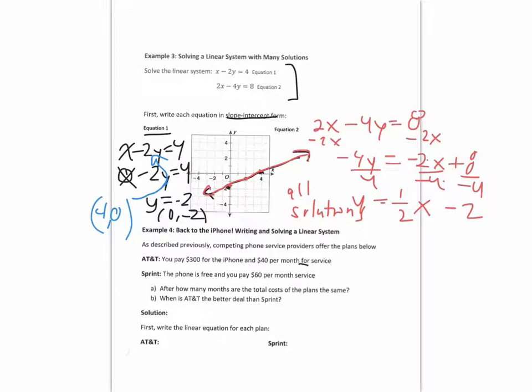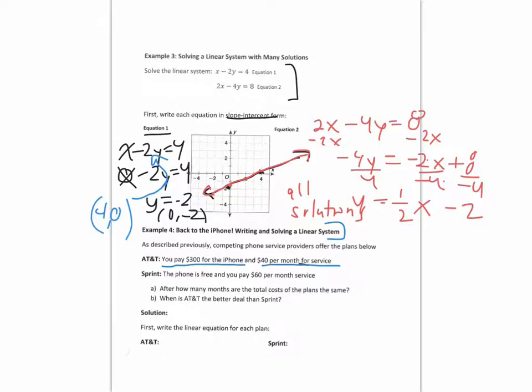Now that we've seen what these different systems look like, let's go back to that iPhone question. How can we apply this new information that we've learned? Now I'm going to give you numbers for these plans. Instead of just saying one costs more than the other, let's actually look at some numbers and payment plans. With AT&T, you'd pay $300 for the iPhone, and then you'd pay $40 a month for service, meaning you're texting, calling, web browsing, just a $40 flat fee per month.